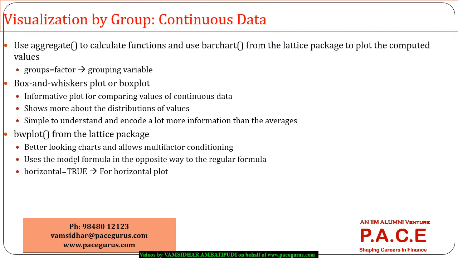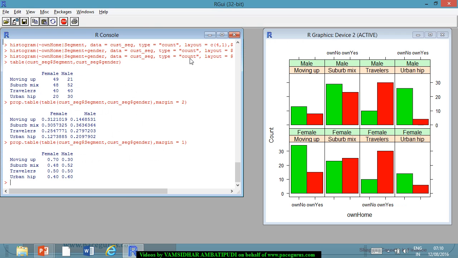Then, similarly, if I have continuous data, how do I do the visualizations? Even here for continuous data we have already done the aggregations using the aggregate function, and once the aggregating is done, I can use the bar chart from the lattice package once I get the aggregated result. So let me get again aggregate, or we have already used aggregate a lot earlier.